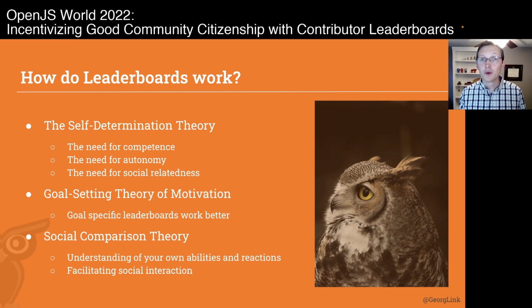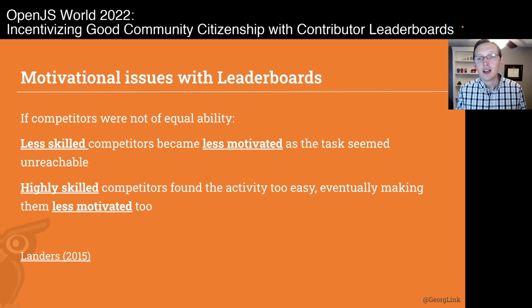There are some issues though with leaderboards. It's not all good. When the ability of people is different, then it's very easy for someone to just give up. I'm never going to get up there. Others are always going to be better. So why even bother? I'm always ranked at the bottom. I'll just give up. And highly skilled people could also be disincentivized because they see, oh, I'm always up there. Why should I do any more? I'm already ranked high. It was super easy. There wasn't really any skin in the game. So we want to be mindful of these things.